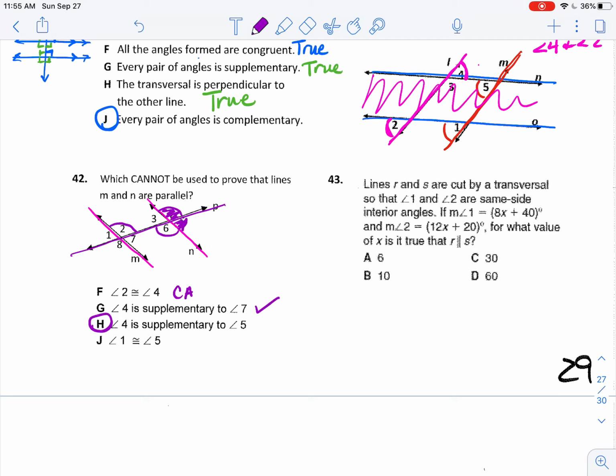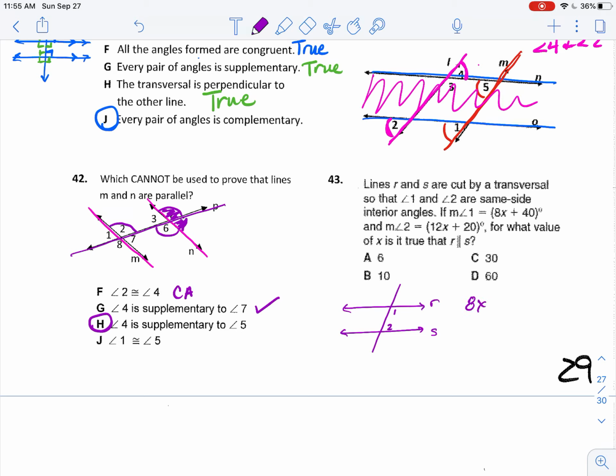In 43, lines R and S are cut by a transversal. So I'm going to draw a picture. Here's line R and here's line S. And I don't know if they're parallel or not. I kind of drew them looking parallel, but it doesn't matter. So that angle 1 and angle 2 are same side interior angles. So here's angle 1 and here's angle 2. They're on the same side of the transversal in the interior region.